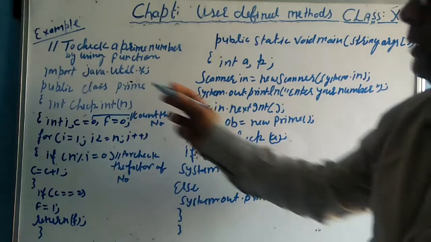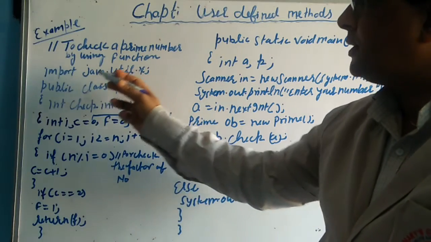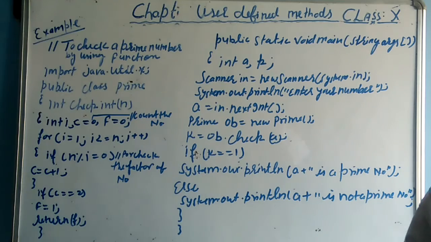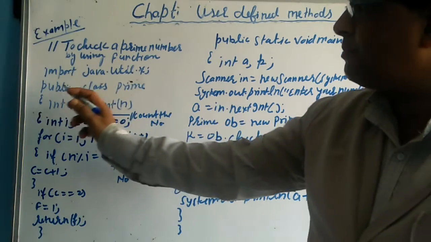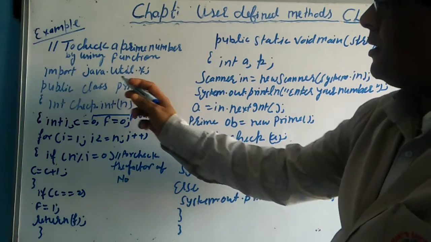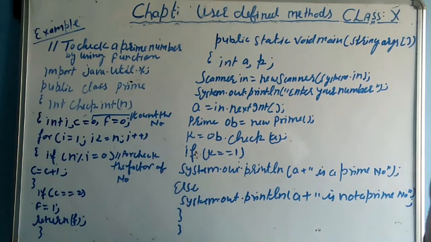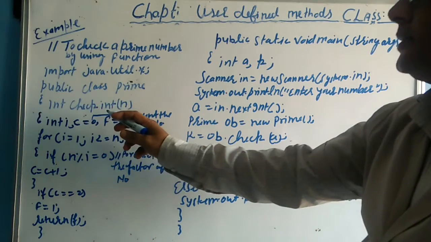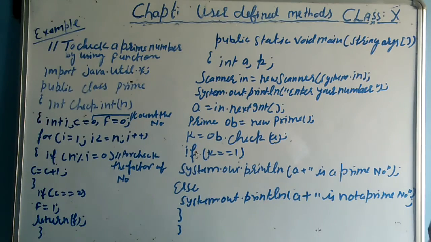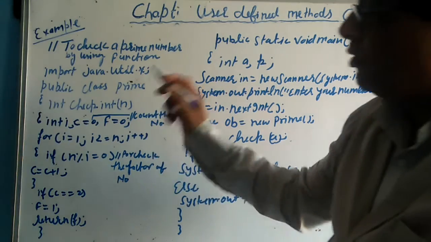Then we have to import the file java.util.*. Then we have to define the class, public class Prime. We have given the class name here as Prime. Now, int check(int n). We are taking the parameter n.